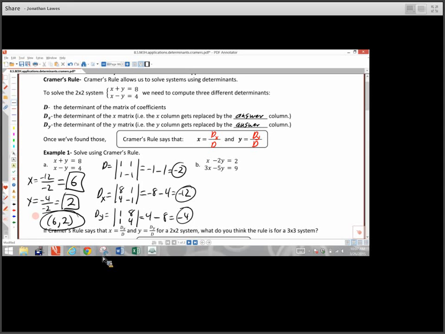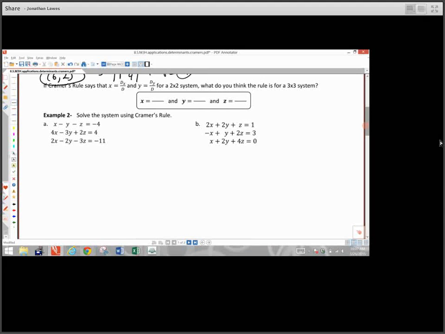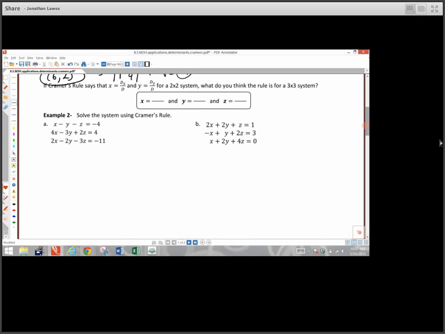Easy enough? Okay, so let's take a look at this. Cramer's rule says that for a 2 by 2, x is the determinant of the x matrix divided by the determinant of the matrix of coefficients, or d sub x divided by d, and y is d sub y divided by d. What do you think Cramer's rule says for a 3 by 3? D sub z divided by d. Yep. So we're going to add this: d sub z divided by d, d sub y divided by d, d sub x divided by d.